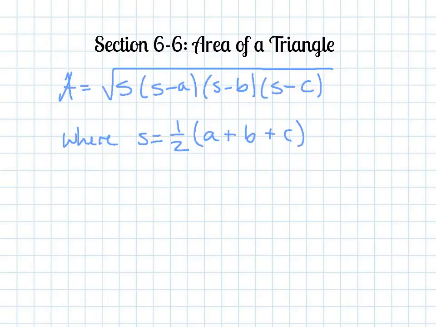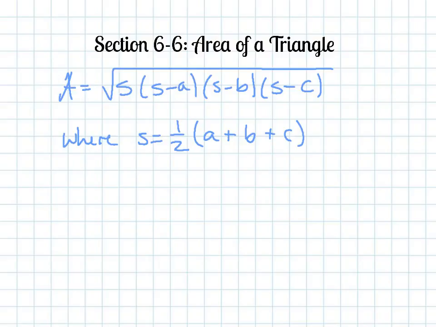Also in section 6.6, we'll talk about the area of a triangle. Now we've already talked about area of a triangle using trig. That was where we had A equals 1/2 AB times sine of C. Here, we use all three sides instead of any angles.